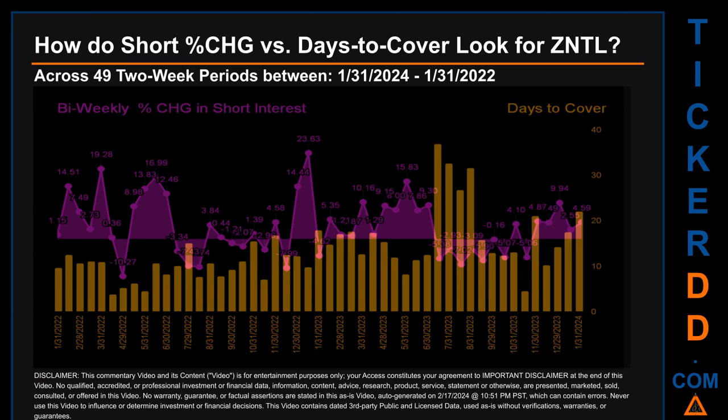Other interesting data points include: the largest percentage increase in short interest was 23.63%. It occurred once on January 13, 2023 settlement date. The largest percentage decrease in short interest found across those 49 two-week snapshots was -10.27%. It occurred once on April 29, 2022 settlement date. The average days to cover was about 13.57. The biggest days to cover was 36.92, and it happened once on July 14, 2023 settlement date.